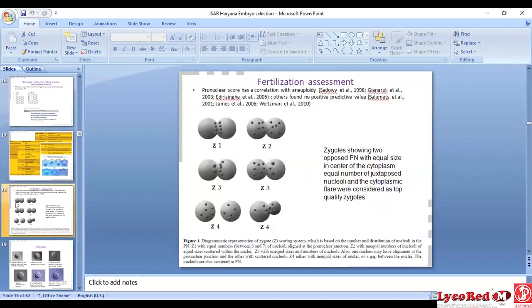Now, first let us start with the zygote. When we check the pronucleus under the microscope, we see the nuclear precursor bodies in the pronucleus. The alignment of these nuclear precursor bodies, or NPB, varies. These 6 figures tell us how the nuclear precursor bodies are aligned. But the study reveals that when the nuclear precursor bodies are equal in size and in the middle of the cytoplasm, then the developing embryos are very good. So considering these 6, Z1, the picture, it will develop into a good quality embryo.